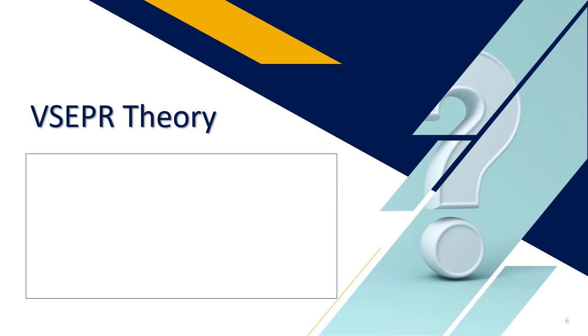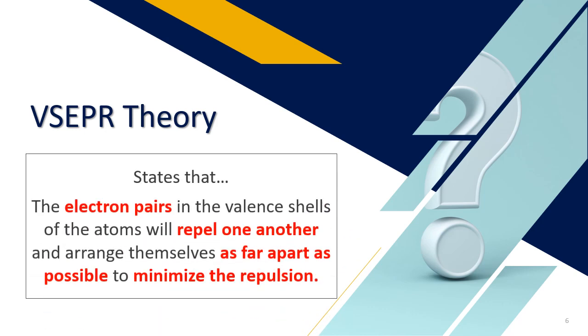The valence shell electron pair repulsion theory states that the electron pairs in the valence shell of the atoms will repel one another and arrange themselves as far apart as possible to minimize the repulsion.